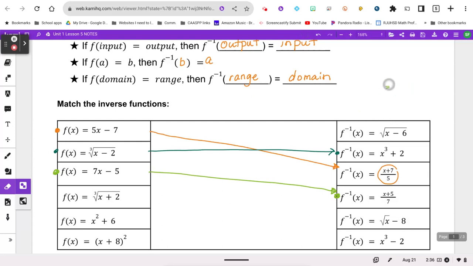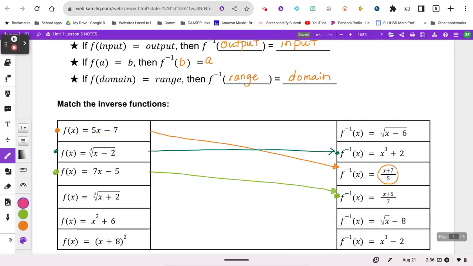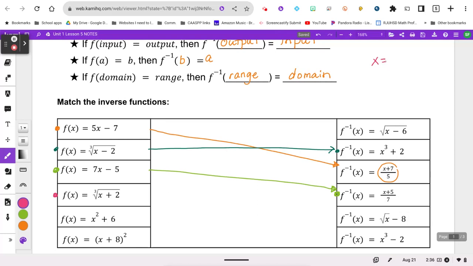Sometimes erasing is easy on Cami, sometimes it's not. Okay, so we're going to choose pink this time. So for this problem, again, we're going to switch. So x equals the cubed root of y plus 2.